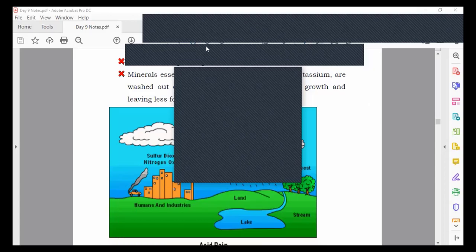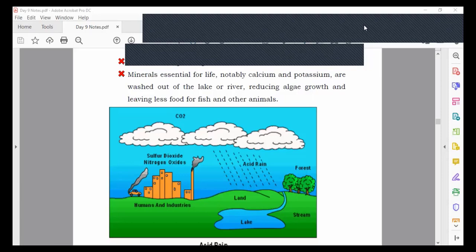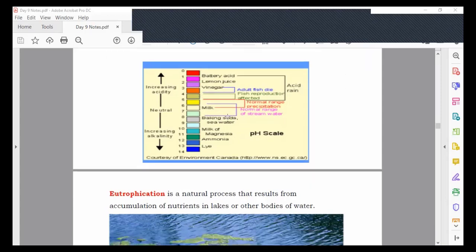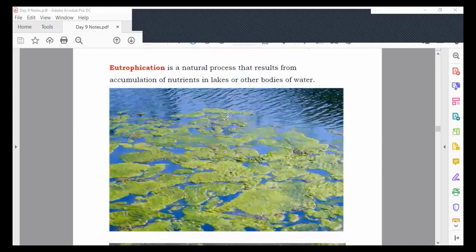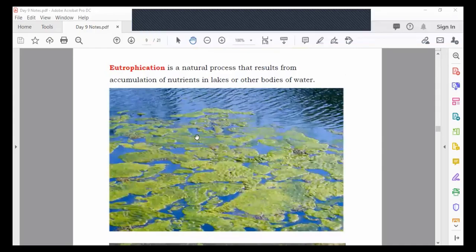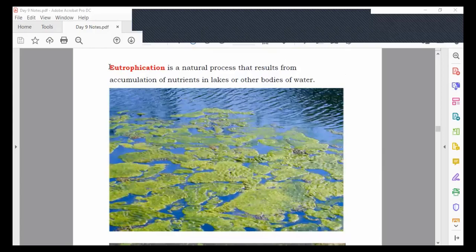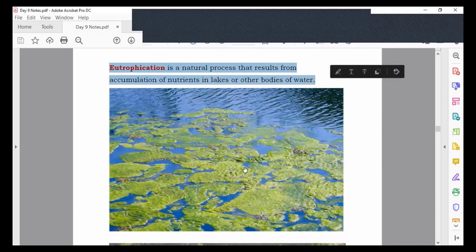So after that, let's see, these are the causes of acid rain. And here I just added some pictures. Maybe in biology you also study this one. Eutrophication is a natural process that results from the accumulation of nutrients in a lake or other bodies of water, and it will become like this.